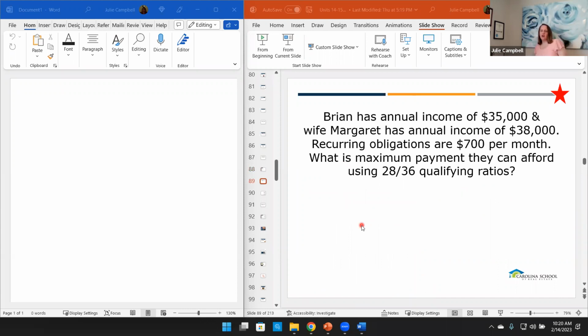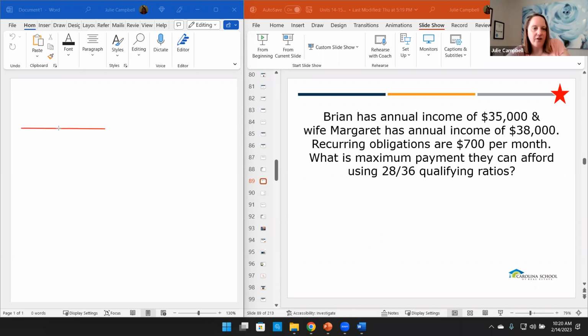Brian has annual income of $35,000. His wife Margaret has annual income of $38,000. Recurring obligations are $700 per month. What is the maximum payment they can afford using the 28-36% ratios?